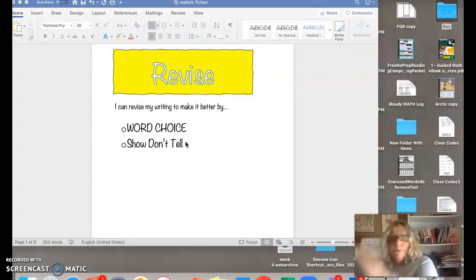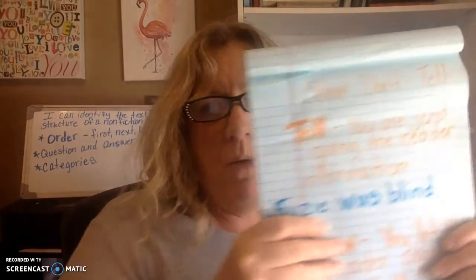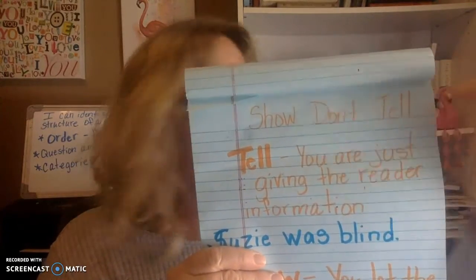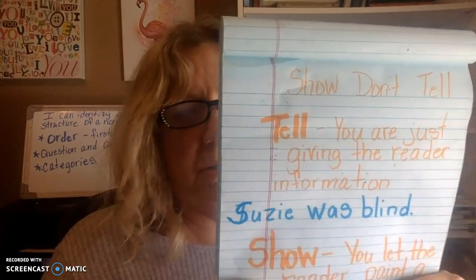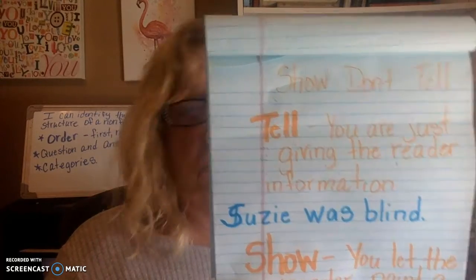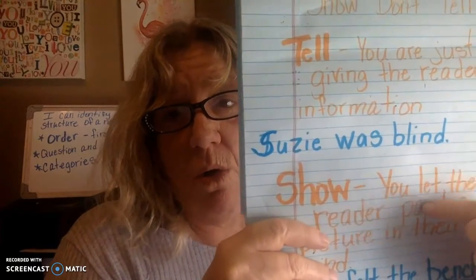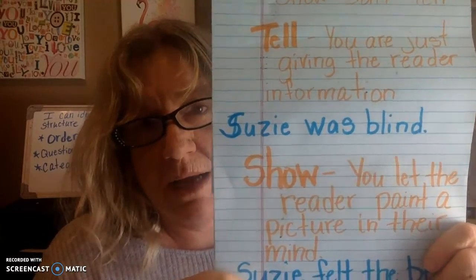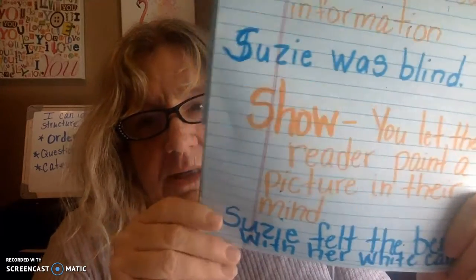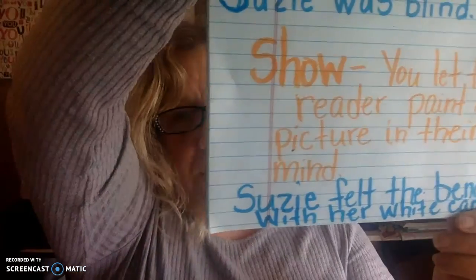Hold on, I have a chart. Okay, let's make it bigger. Show, don't tell. So when I'm writing, I want to show my reader what I'm saying. And here's the difference. When you tell your reader, you're just giving the reader information. Like this, Susie was blind. You're just telling your reader she's blind. But if you show, you're letting the reader paint a picture in their head, in their mind. You're letting them get the picture in their head. You're not telling them. So here's an example of showing.